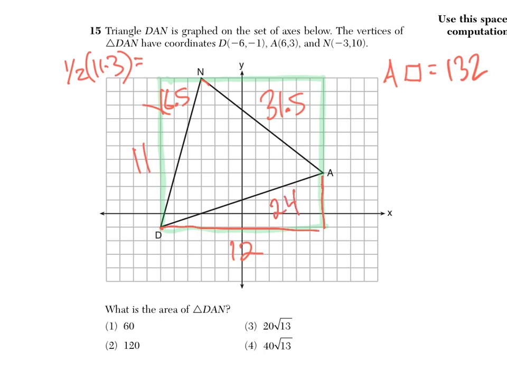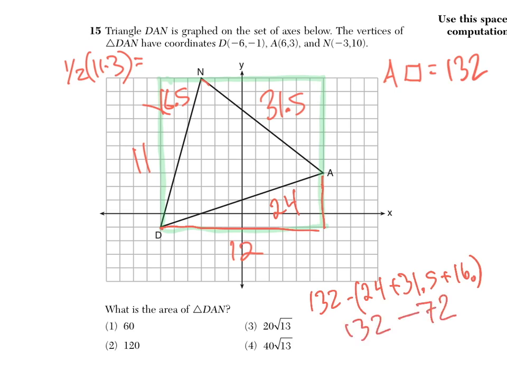Great. So now we're going to do 132 minus the sum of the other three triangles that we're ultimately subtracting. So it's 132 minus 24 plus 31.5 plus 16.5. And so that gives us 132 minus 72. 132 minus 72 is 60 square units. That's option 1. Amazing. So the area of triangle DAN is 60.